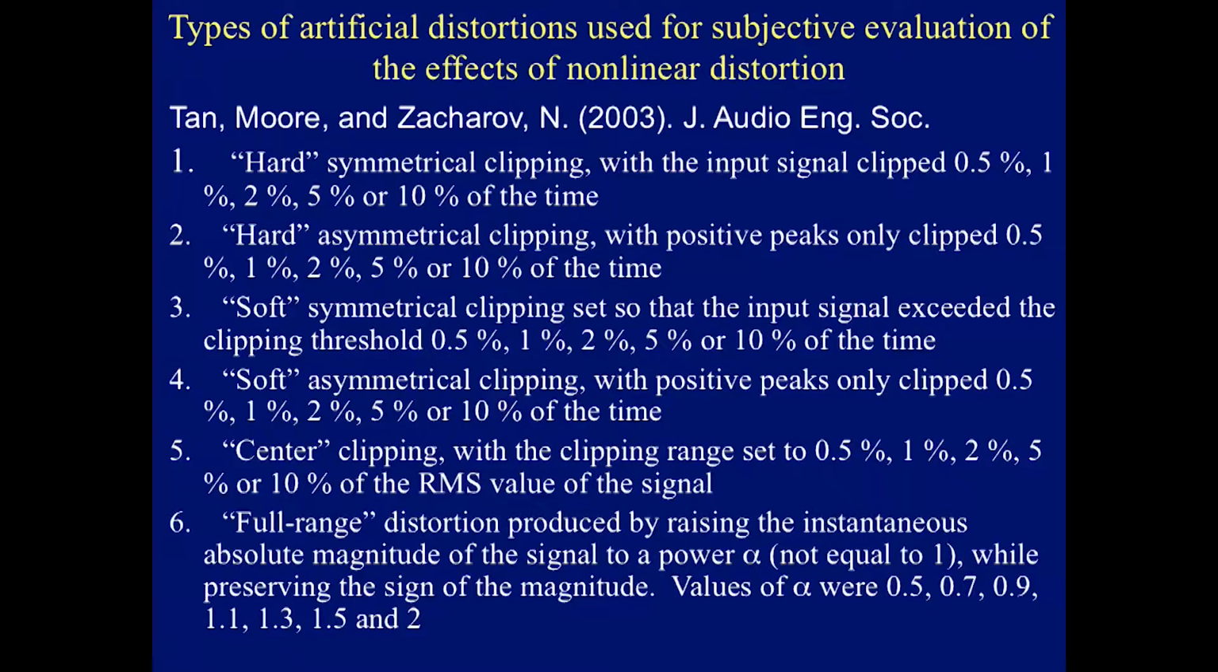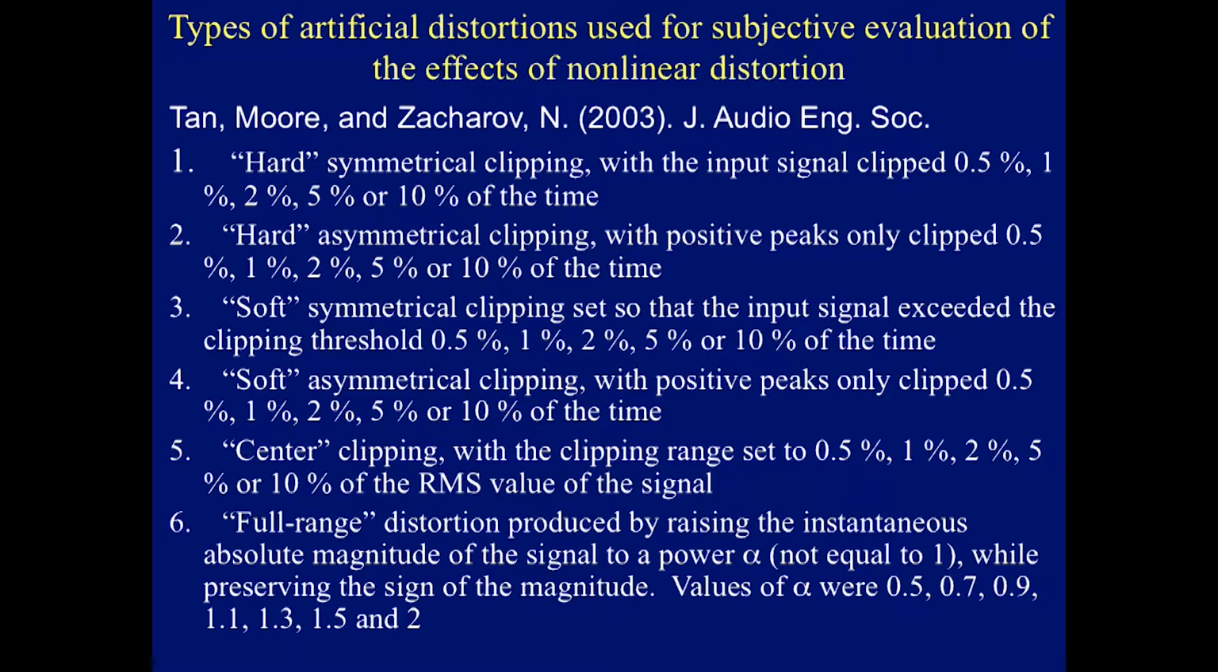So these first types are all types of distortions that can occur in real electroacoustical systems. And then we had a final type of distortion that was very artificial. We wanted something that sounded really bad. And what we did with this was to raise the instantaneous absolute magnitude of the signal to a power alpha, where alpha is not equal to 1, but preserving the sign.